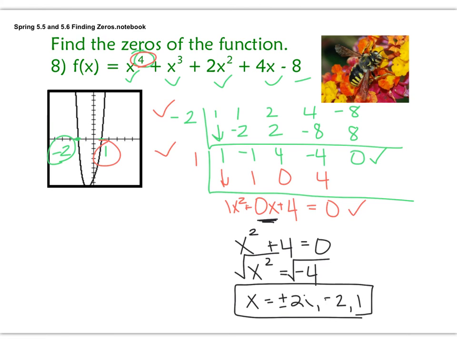So the plus or minus 2i, those are imaginary. That's why we do not see the graph crossing anywhere else. Imaginary answers do not cross the x-axis. So the only real ones I had were -2 and 1. Okay, but altogether, 4 answers, just like it said at the beginning, because it was x to the 4th. I have all 4. 2 imaginary, -2, and 1.